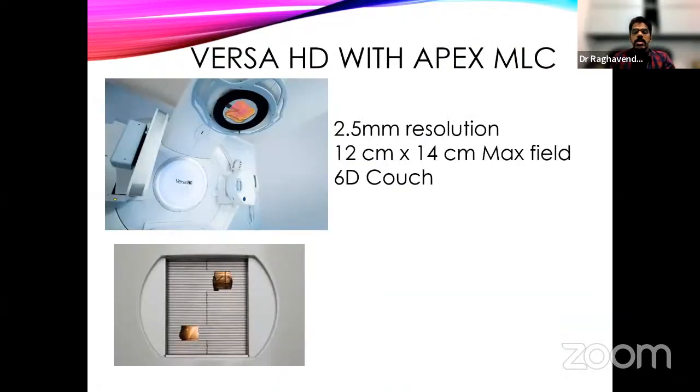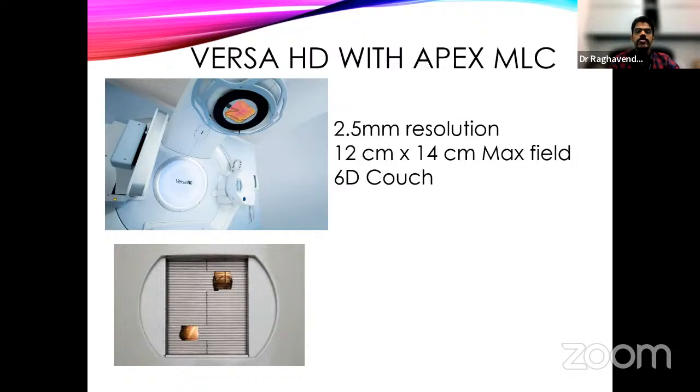Similarly, the competitor to this is the Versa HD by Elekta. They have the Apex MLC, but the difference is that the Apex is a tertiary MLC, which you place whenever you want and remove whenever the case is done. That means you are adding one additional uncertainty of placement, or hooking up the MLC to the linear accelerator. That is the difference between Varian and Elekta, because the Varian is a fixed MLC, whereas in Elekta the Apex has to be docked into the machine whenever there is a case. Otherwise, more or less the features are the same.